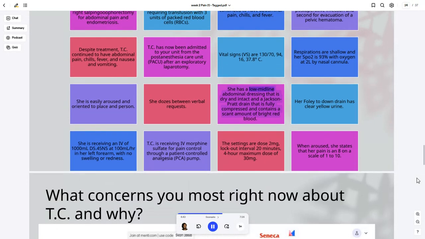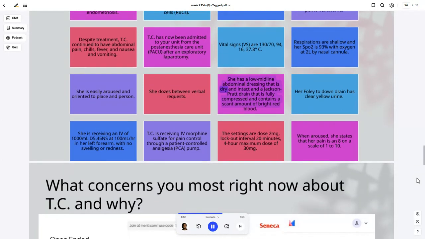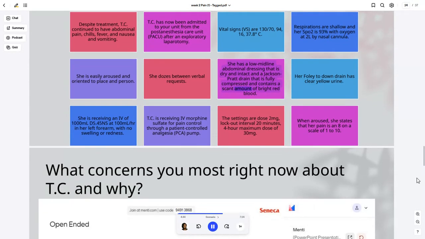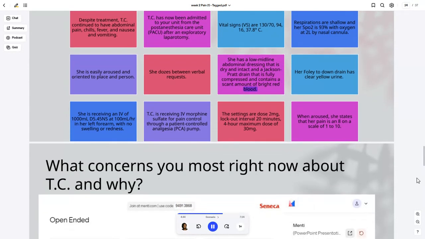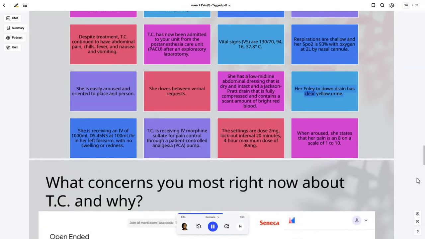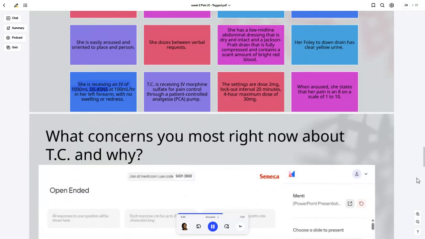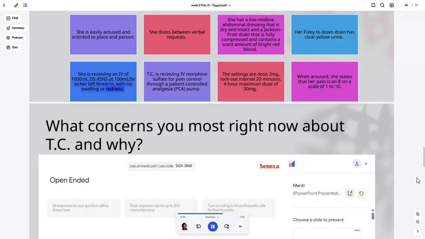She has a low midline abdominal dressing that is dry and intact, and a Jackson-Pratt drain that is fully compressed and contains a scant amount of bright red blood. Her Foley drain has clear yellow urine. She is receiving an IV of 1000 ml D5 0.45 NS at 100 ml/hr in her left forearm with no swelling or redness.